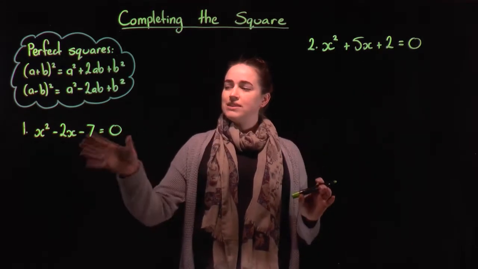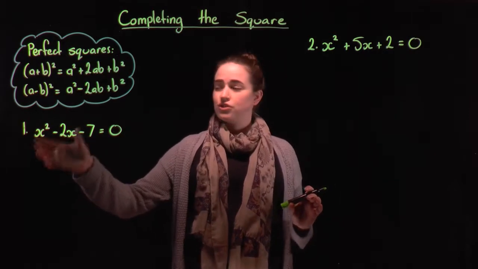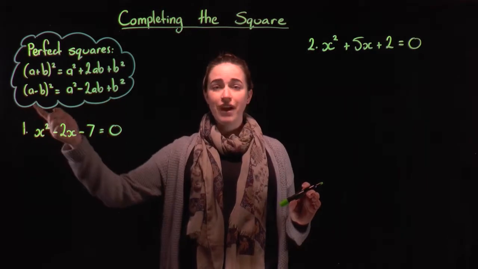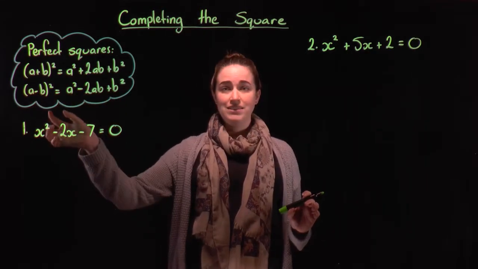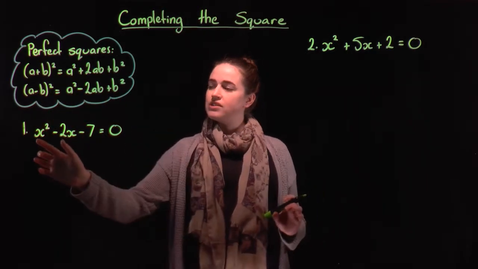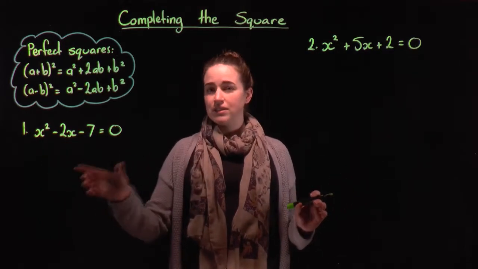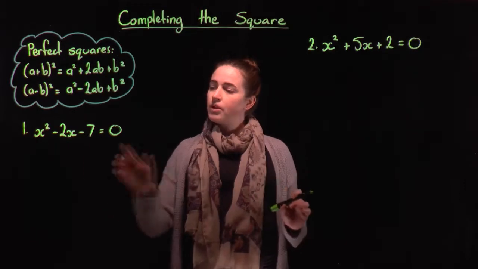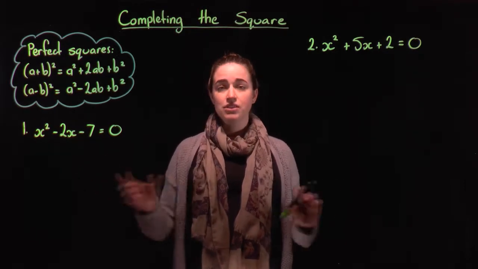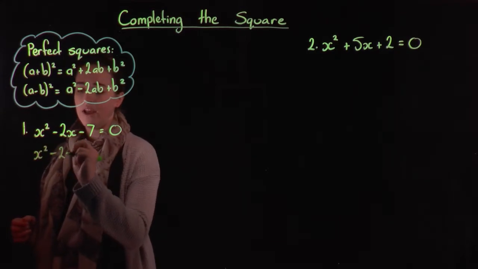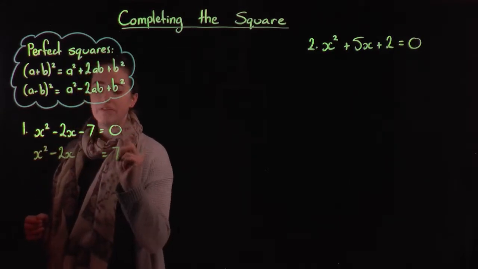Now, the idea with these is that we want to rearrange or adjust this equation so that it looks like one of these forms, and then it can be factorized back like one of these. So what we're going to do first is move the constant out of our way, because at the moment this isn't a perfect square. So we're going to add 7 to both sides. So our equation will become x squared minus 2x equals 7.